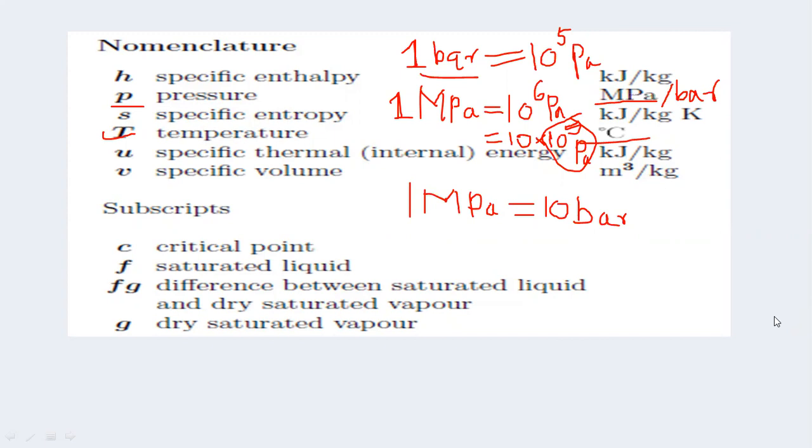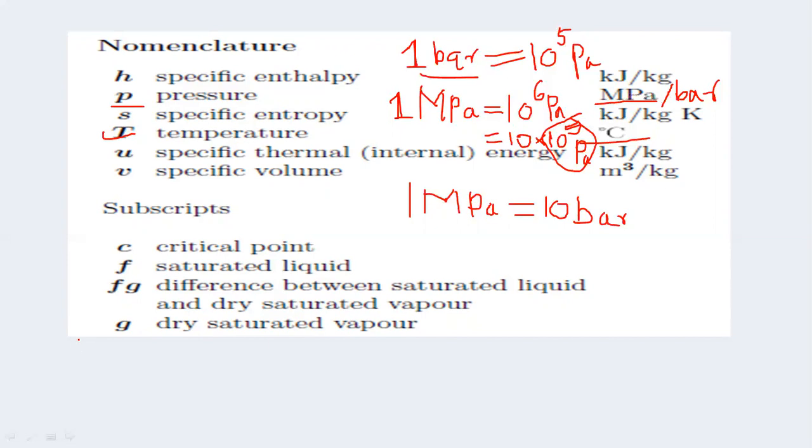Always, I repeat, when you are referring to the steam tables, especially for the pressure column, you have to check whether it is in terms of Pascal or in terms of bar. This is the care you need to take when you are solving the problems.